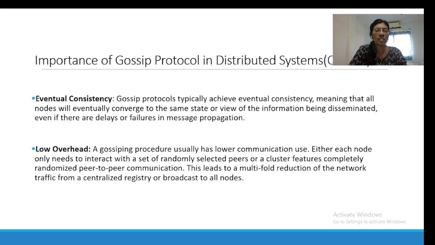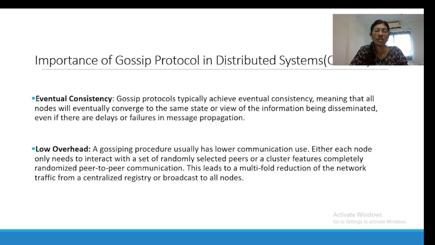Next importance is eventual consistency. Gossip protocols typically achieve eventual consistency, meaning that all nodes will eventually converge to the same state or view of the information being disseminated, even if there are delays or failures in message propagation.